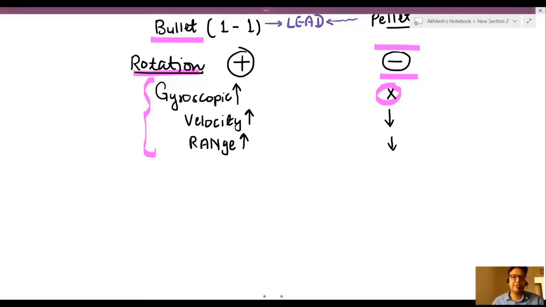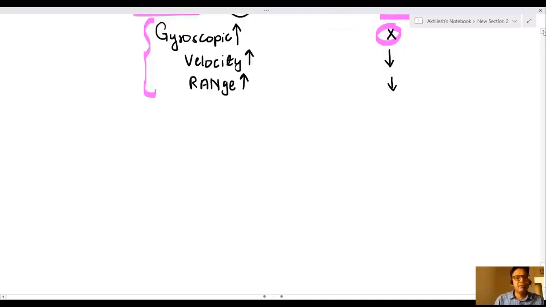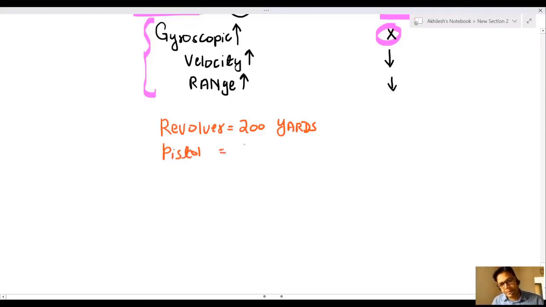Now what are the examples of rifled firearm and smoothbore firearm? See, revolver: range is 200 yards. Pistol: range is 400 yards. Rifle: range is 1000 to 3000 yards. These are the examples of rifled firearm.